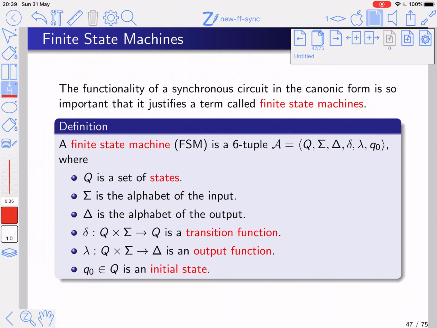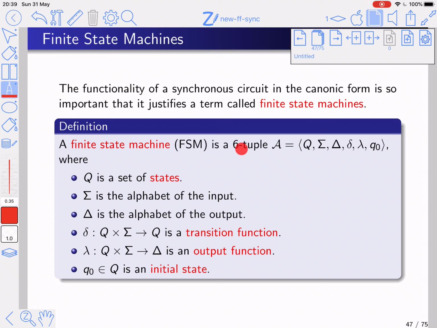Welcome to the third part on synchronous machines. Here we start by discussing what finite state machines are. The functionality of a synchronous circuit in its canonic form is so important that it justifies a term which is called finite state machines. Let's define what a finite state machine is.